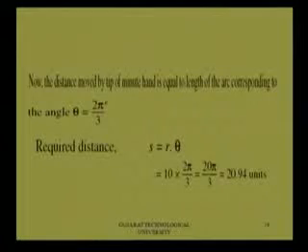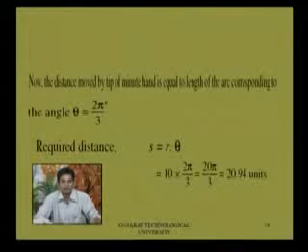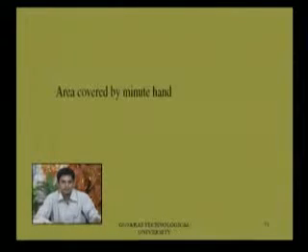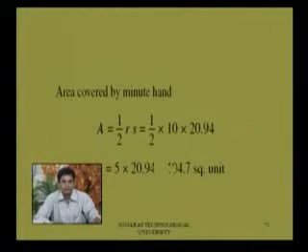So the distance moved by the tip of the minute hand after 20 minutes is 20.94 units, and the area covered by the minute hand in 20 minutes we can obtain using this formula, that is 1 by 2 r into s, where the radius is 10 and the arc length s is 20.94. When we simplify we will get 104.7 square units.